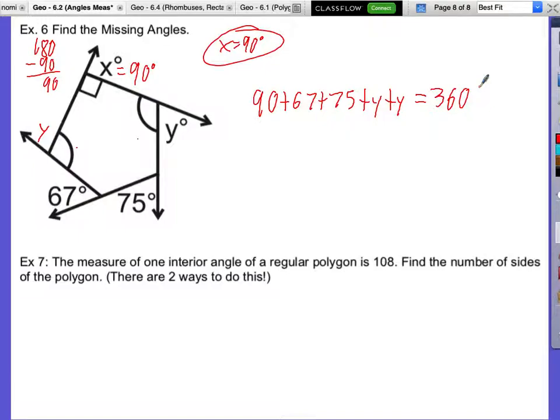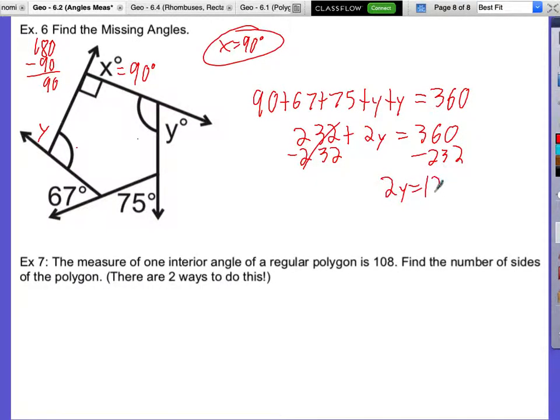Questions on setting that one up? Okay, so now we need to combine like terms. 90 plus 67 plus 75 is 232, plus 2y, because y plus y is 2y. How would we solve this from here? Subtract 232 from each side. 2y will equal 128. And divide by 2, and y is equal to 64.